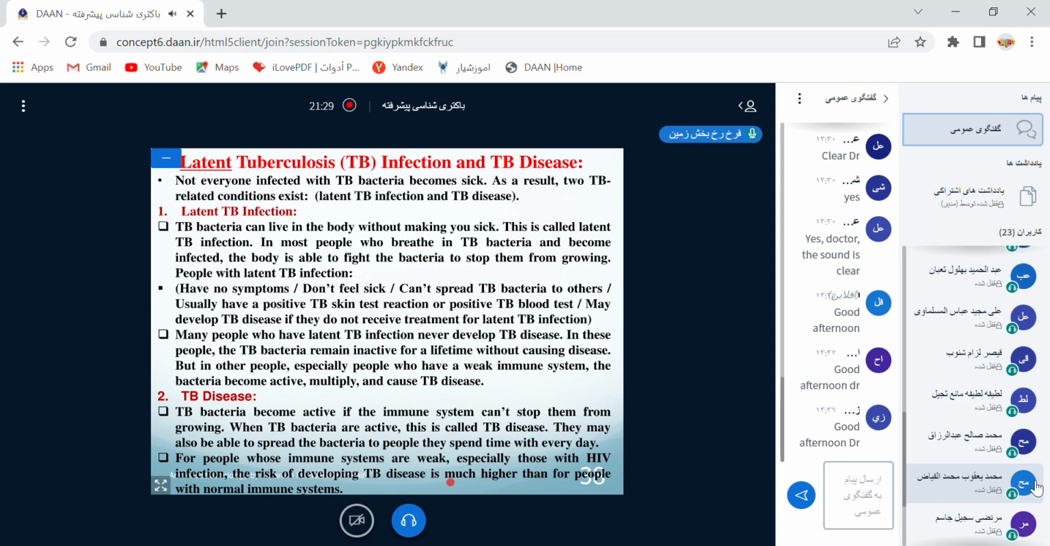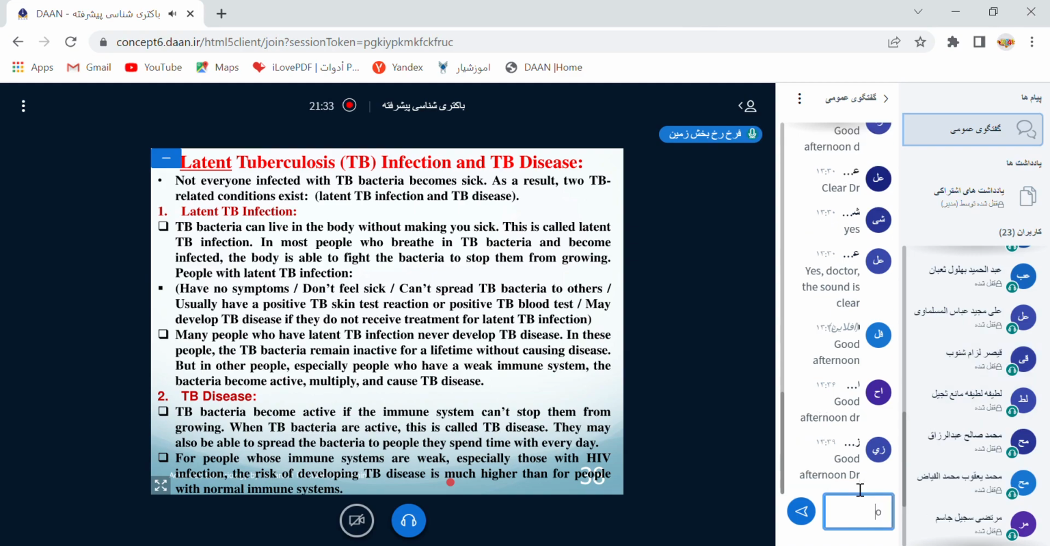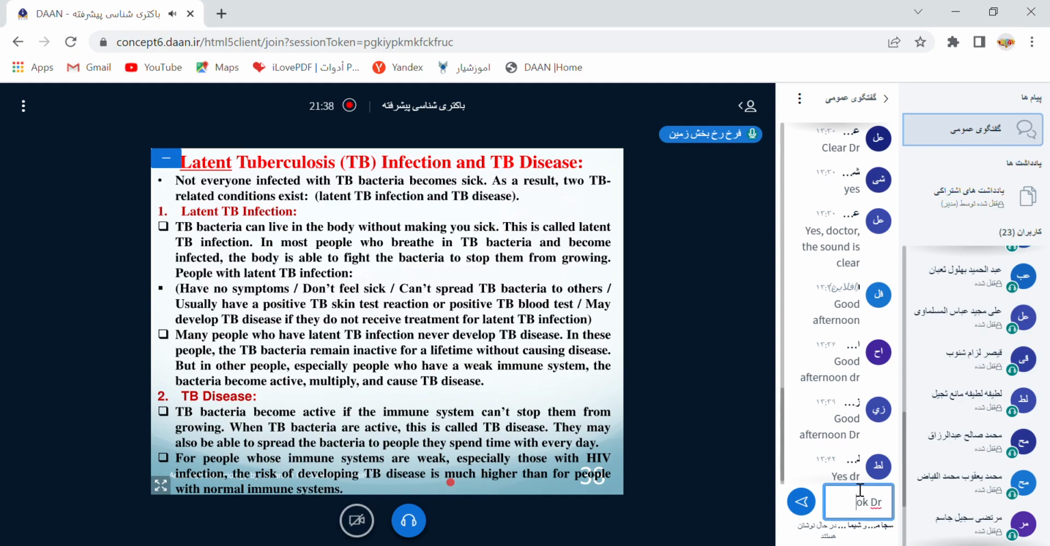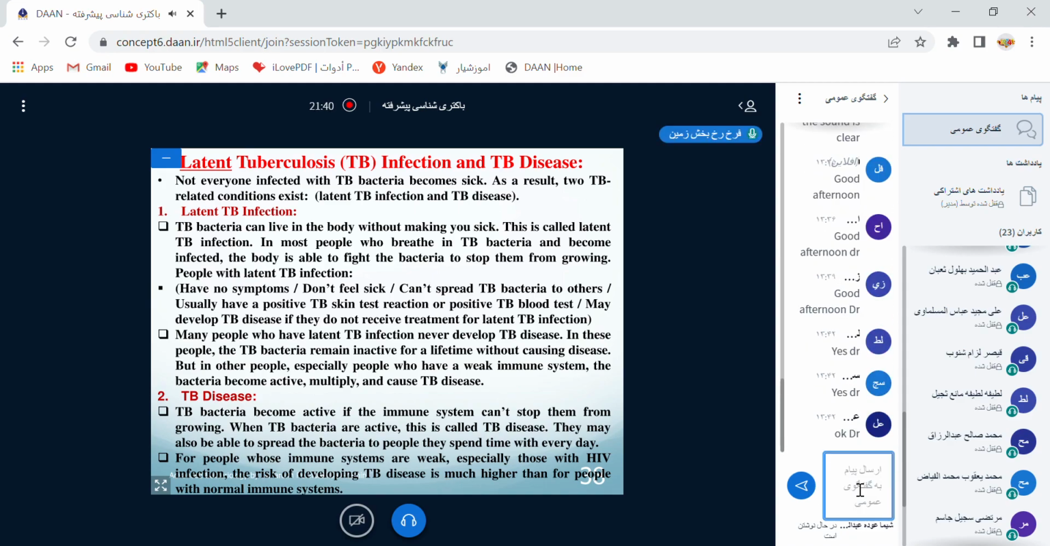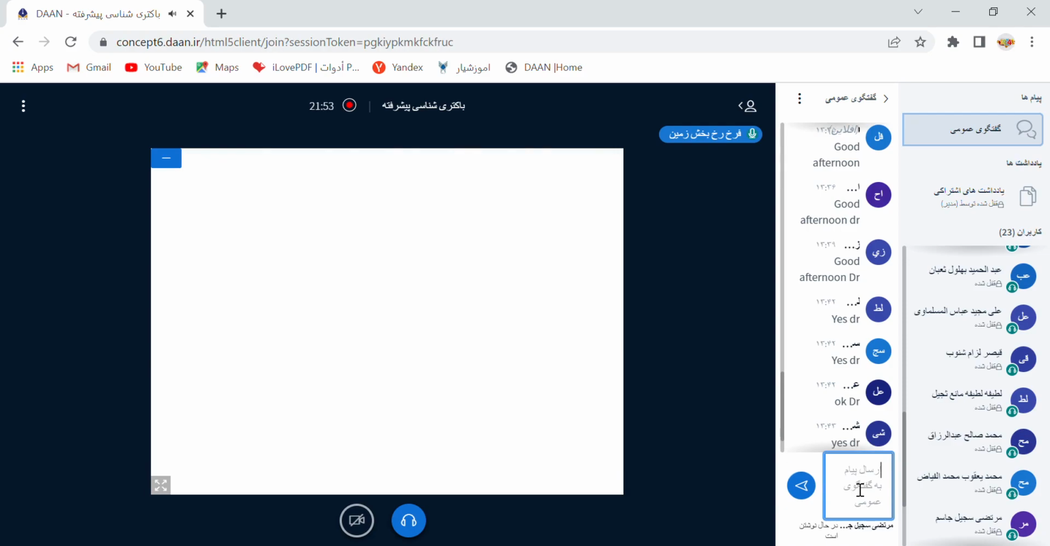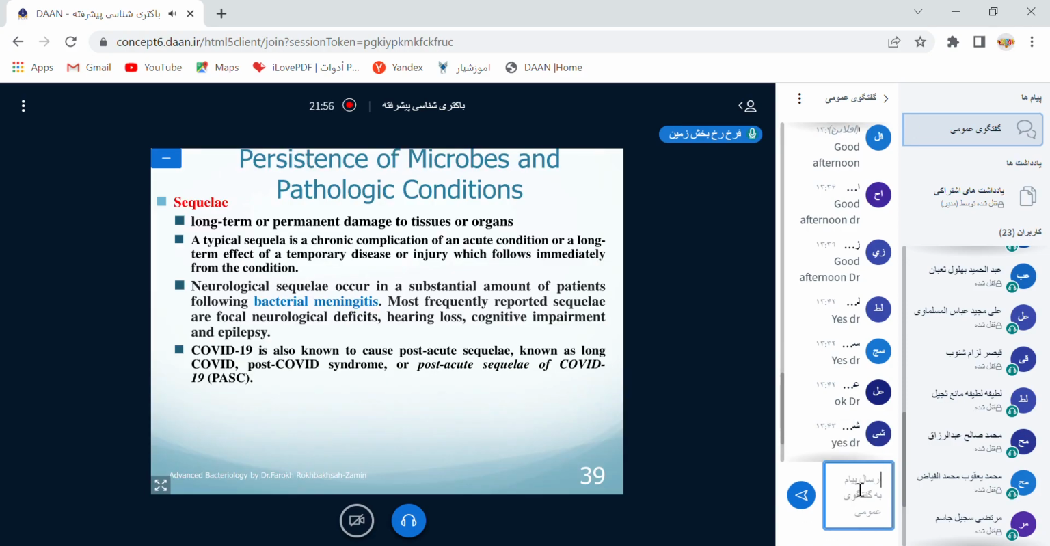Is it clear? Is it okay? Did you understand the difference between latent infection and active infection? Okay. Because some parts are very simple, so I give you less explanation and go faster for the other parts. But if any part you feel needs more explaining, you can ask me.